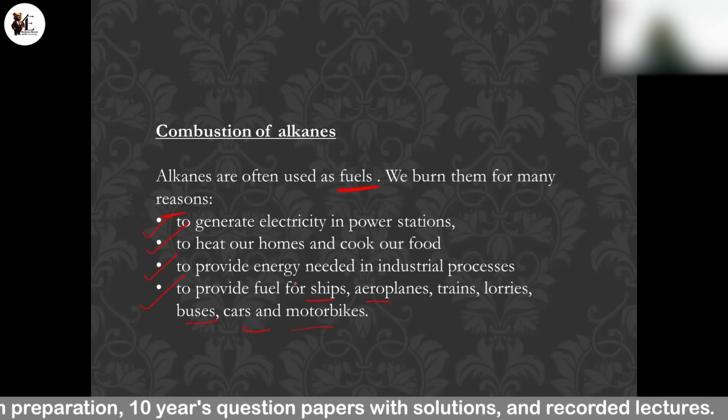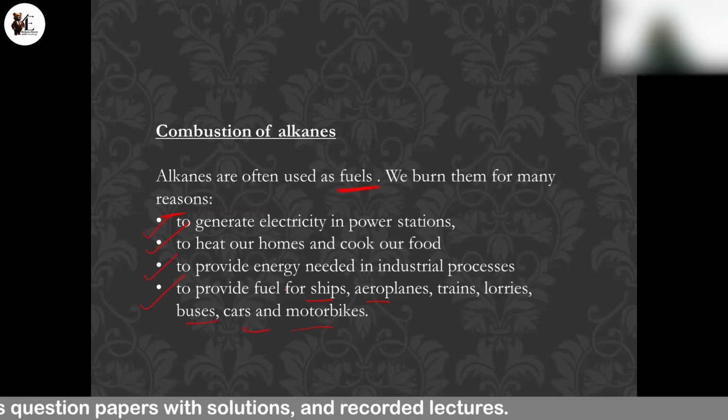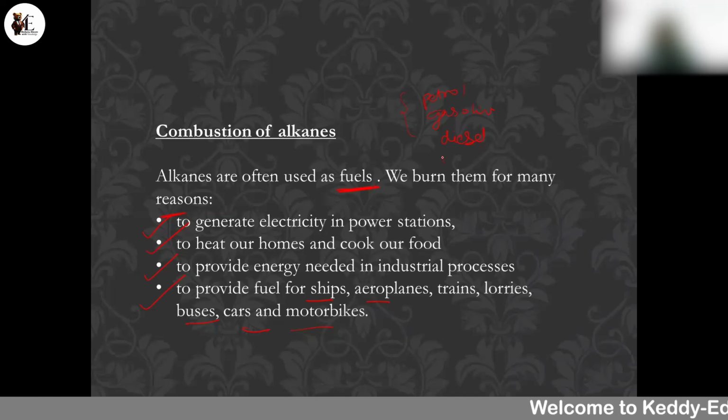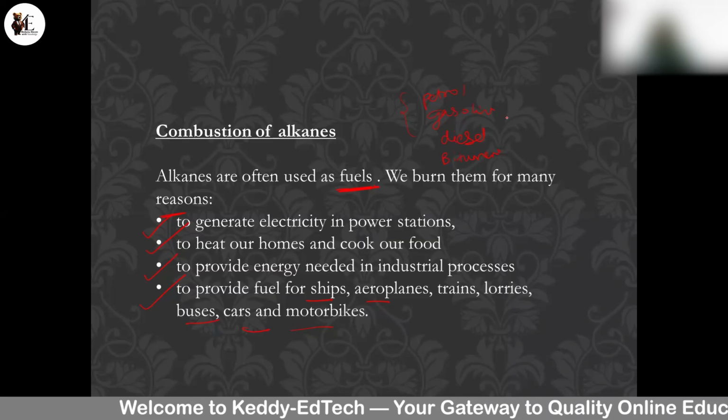So we have studied the fractional distillation of petroleum. In the fractional distillation of petroleum, we have different fractions where we have petrol, we have gasoline, we have diesel. The uses of these are written here. They are all alkanes. We have bitumen. They are all fractions in the fractional distillation of petroleum. So what is the most common use of alkanes? They are used as fuels.